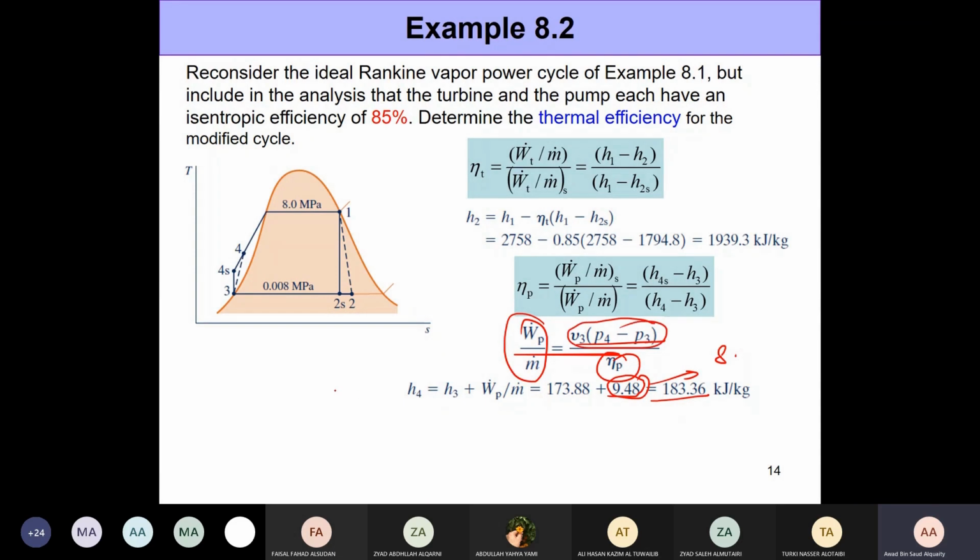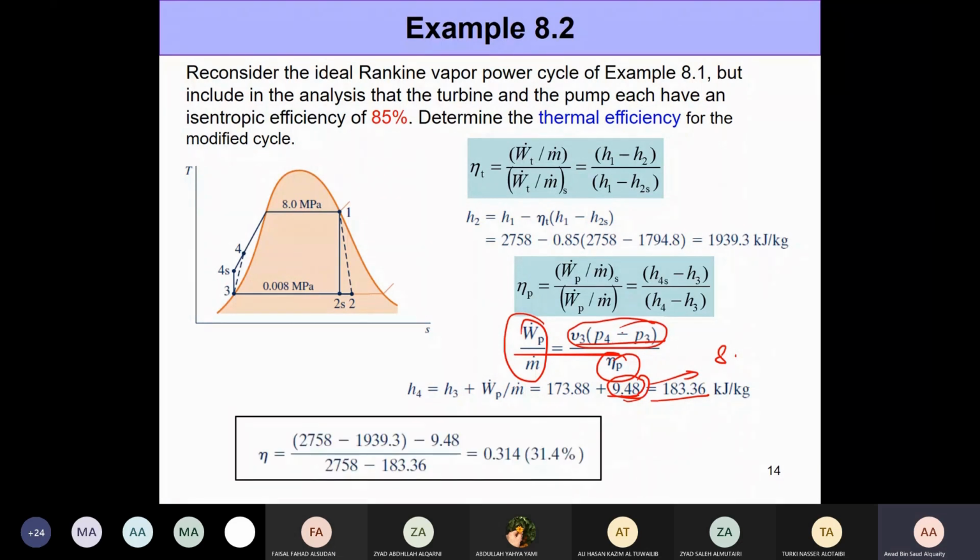This part right here. Again here, H4 would be higher than H4S, right? Because this value is simply higher. The difference is not so large, but yes, it's there. And the difference is not so large simply because the work input is pretty small to start off with.